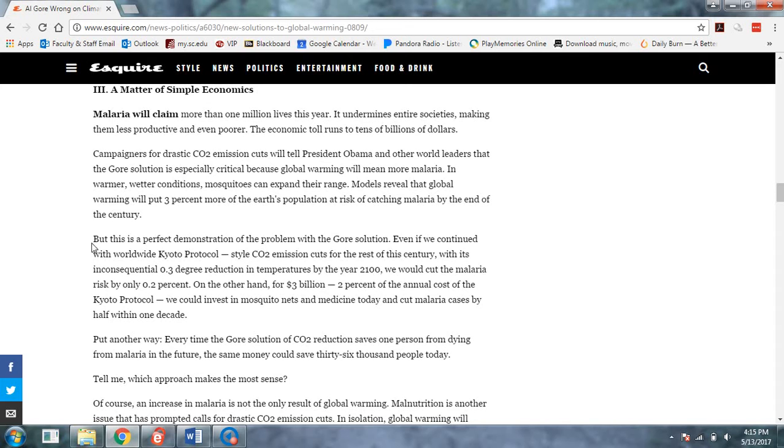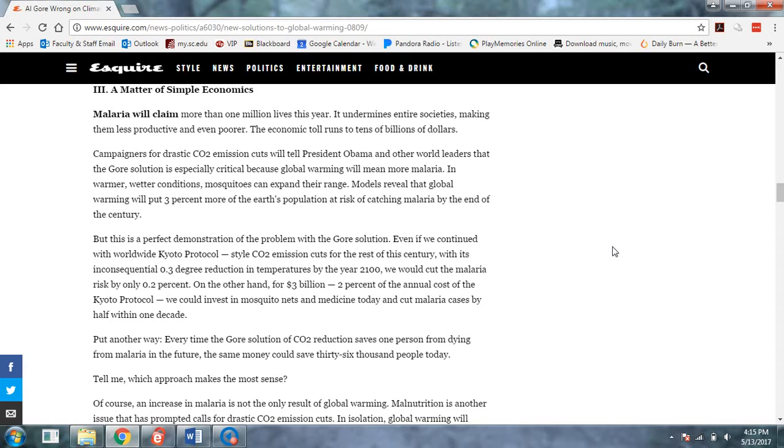We then see this "but," another voice marker indicating that we're shifting back to Lomborg's point of view. But this is a perfect demonstration of the problem with the Gore solution. So what Lomborg has done is he's brought in a naysayer, and then he has immediately responded to it. So that's something that you'll want to do as you're making your argument and as you're laying out your plan.